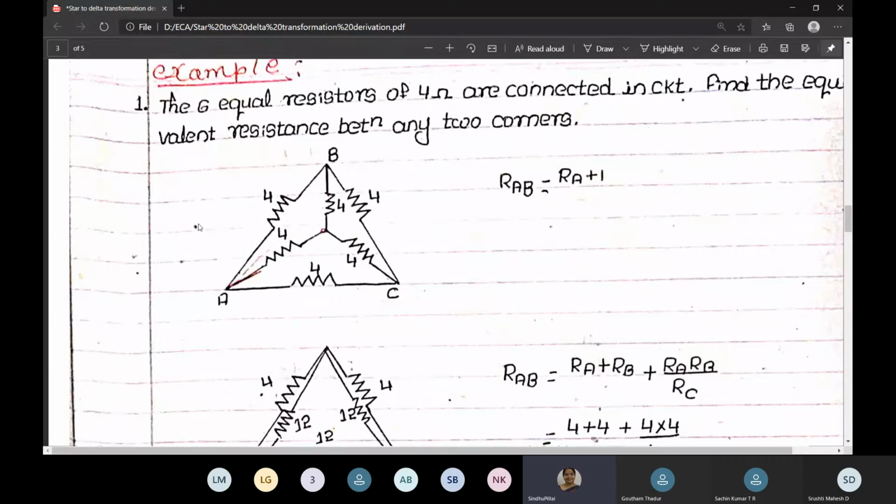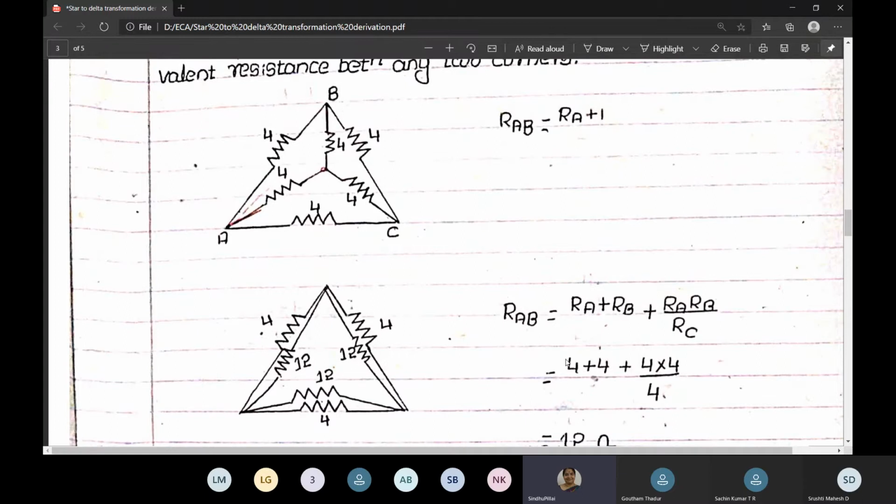Next, you have to see which conversion is convenient, whether to convert star to delta or delta to star. Since they have given star here, star is 4, 4, 4. Converting that to delta will help us. Fine. So convert this given star to delta. So what is the formula? We have to convert for delta. So delta RAB is equal to RA plus RB plus RA into RB divided by RC. This is the formula for delta conversion, one of the branches.